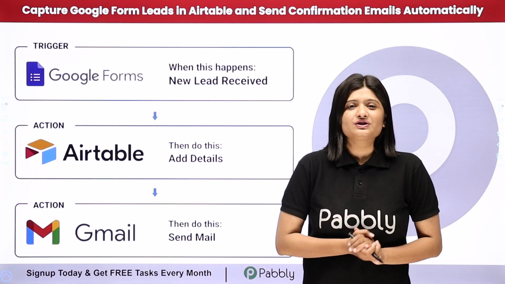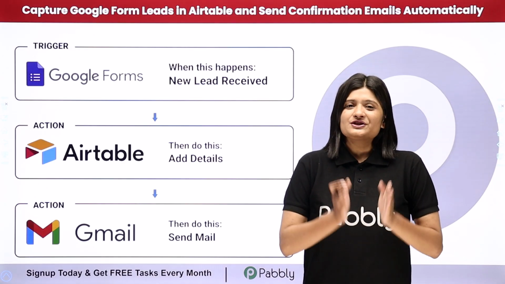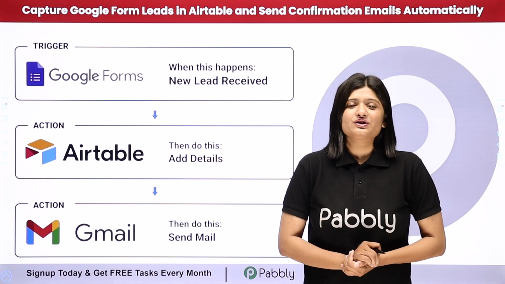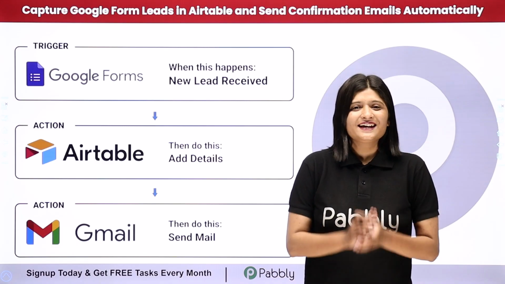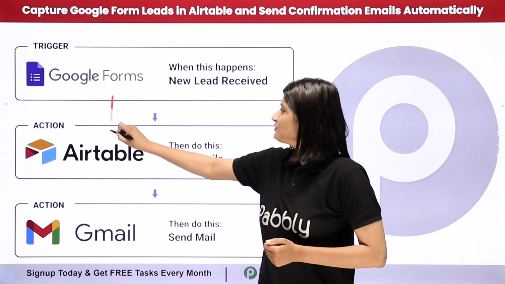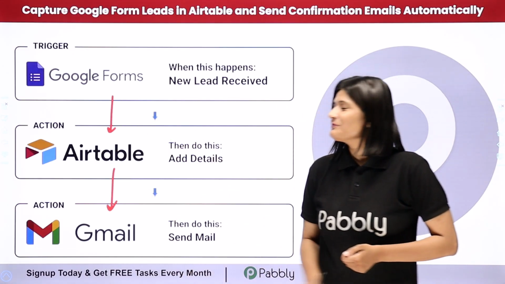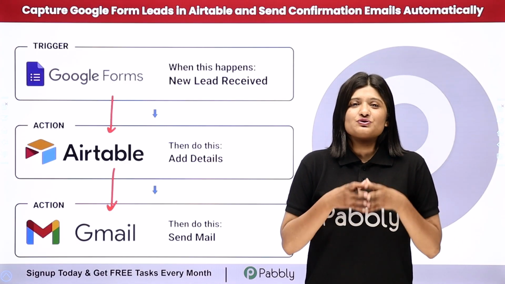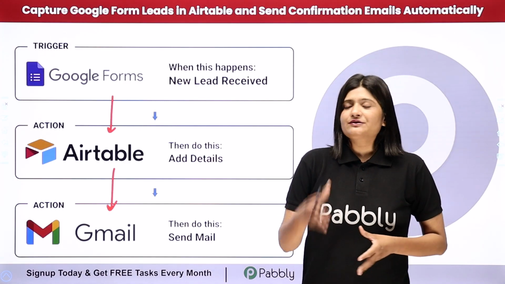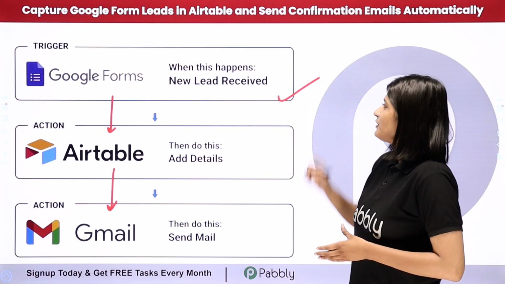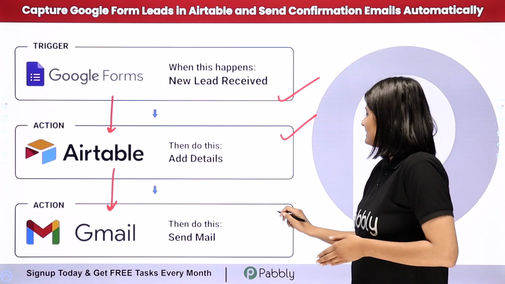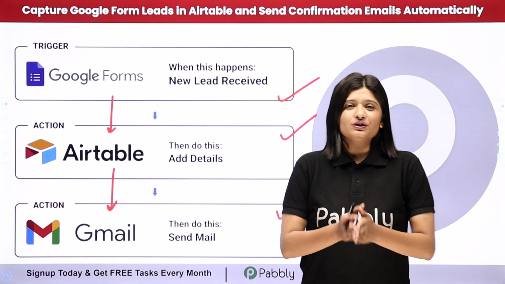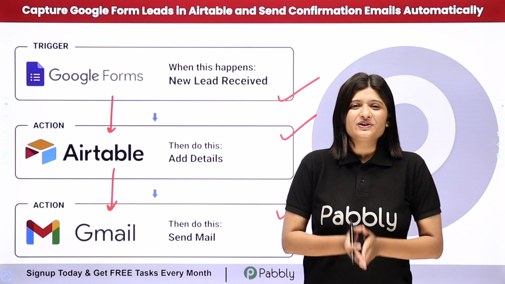And to do this automation, I'm going to use Pabbly Connect. So Pabbly Connect is an amazing automation and integration software which requires no coding or programming skills. Here I just need to build a connection between Google Forms, Airtable and Gmail. With the help of Pabbly Connect, I am going to build this connection in such a manner that whenever I receive a new lead or a new form submission from Google Forms, I am going to add the lead detail to my Airtable and then send the mail. Now if you want to learn the step-by-step process, then let me take you all to my screen.